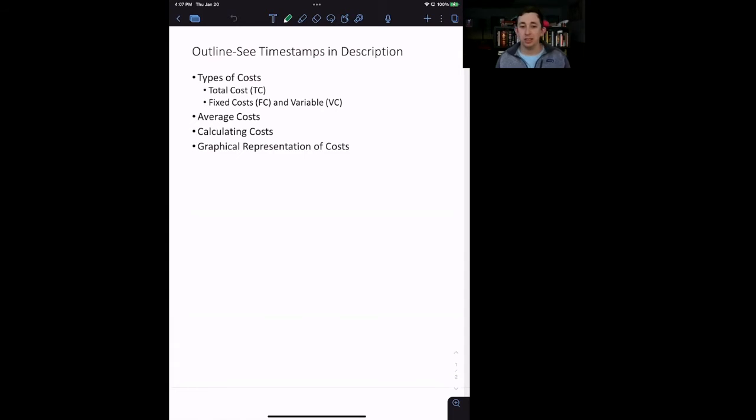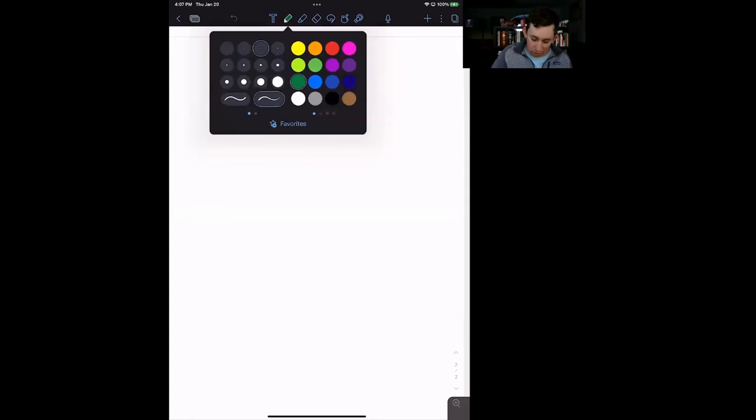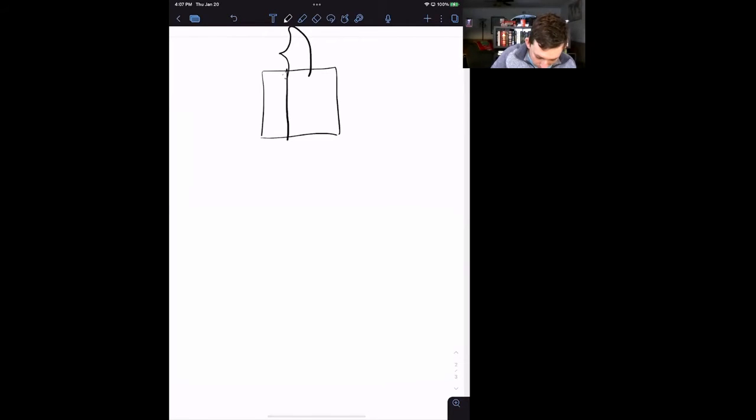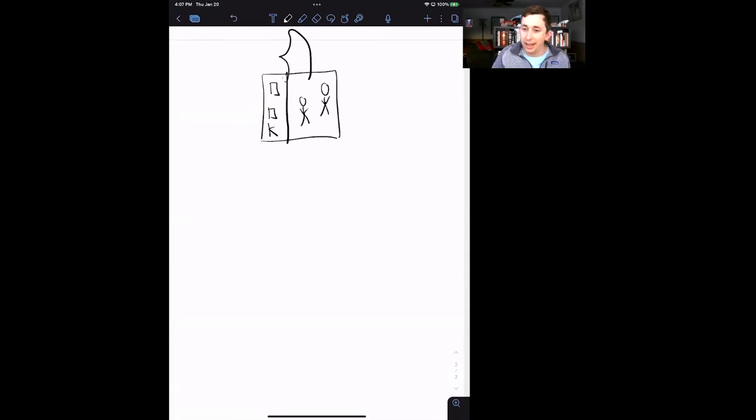So let's get into some costs. First, let's talk about this conceptually. So let's go back to our example where we own an ice cream store, and our ice cream we make with machines. So we have these machines, and we have people. And if you remember, we commonly refer to these machines as capital or K, and we refer to our workers as L.